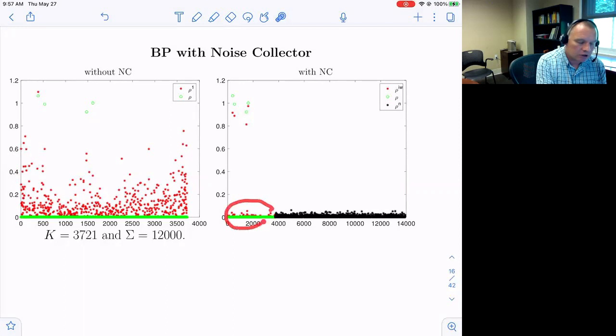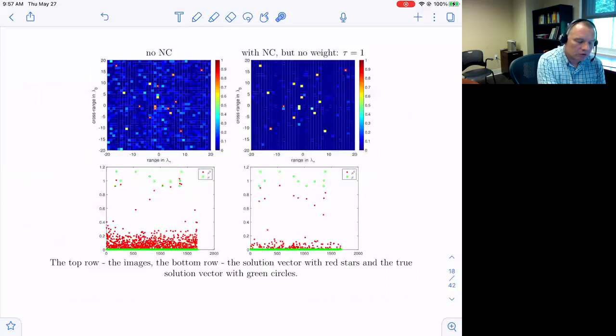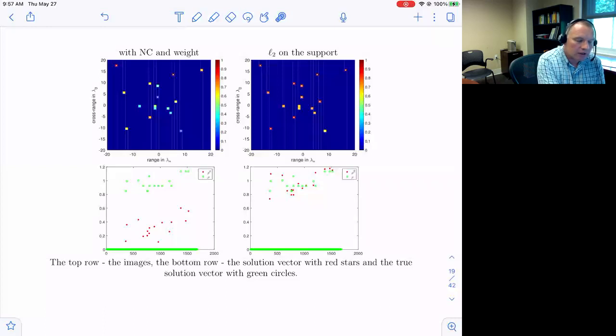This part of the image is noisy. So the noise collector is everything, because I don't use weights. When I use weights, it's like here as well. I don't use weights here, and the image also plays a role of noise collector. But when I use weights, I absorb the extra noise. This is done by choosing the tau, the weight.